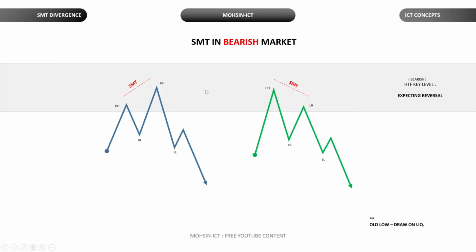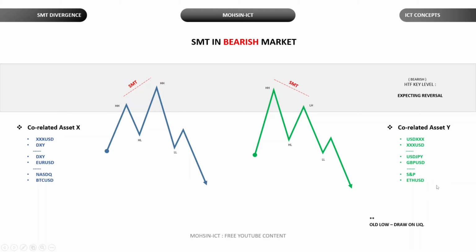Once again, the bearish SMT occurs when one asset makes the higher high, taking the liquidity, but another asset fails to take the high and creates the lower high. That's what we call divergence between two correlated assets, which is SMT. This asset could be any of these, and this asset could be any of these.